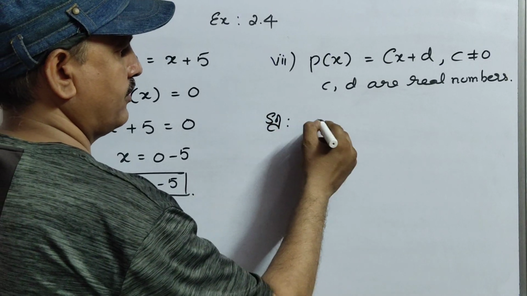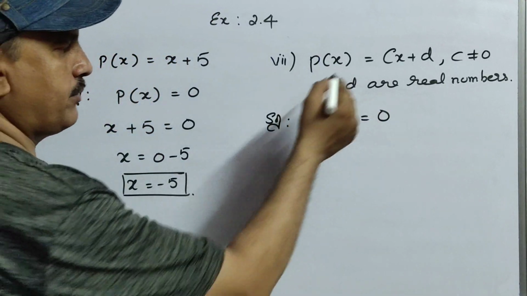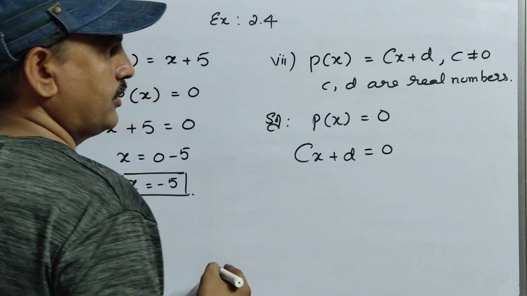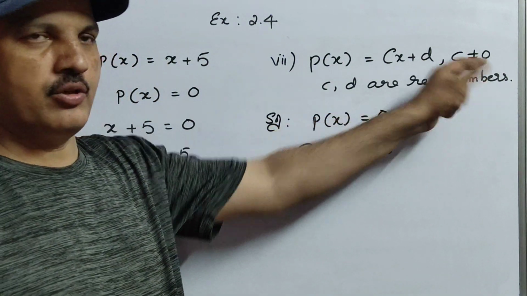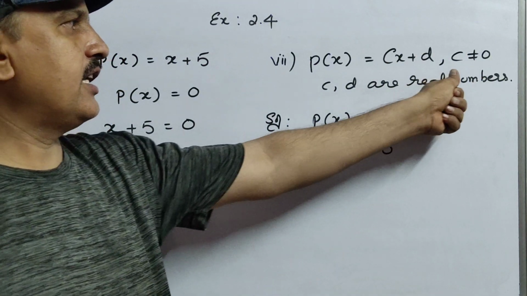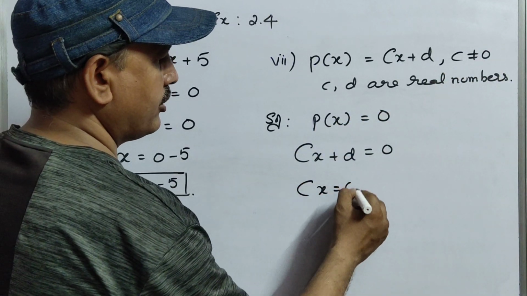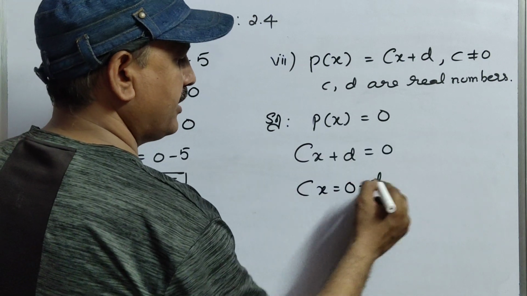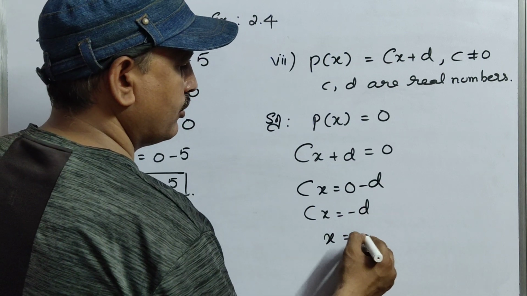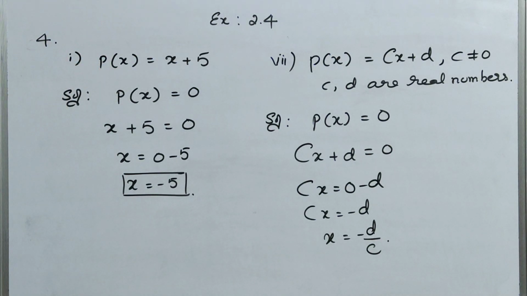Now see the solution. p of x equals 0. Okay. That means cx plus d equals 0. As he gave that c not equals 0, means if c becomes 0, there is no solution. That's why he told clearly that c should not be equal to 0. Now cx equals 0 plus d will go that side, means minus d. So cx equals minus d. So x equals minus d by c.